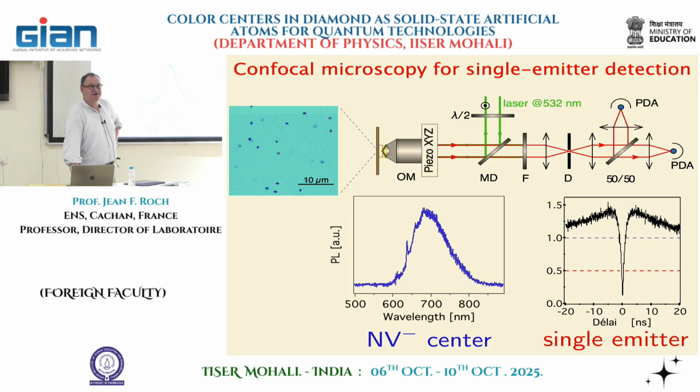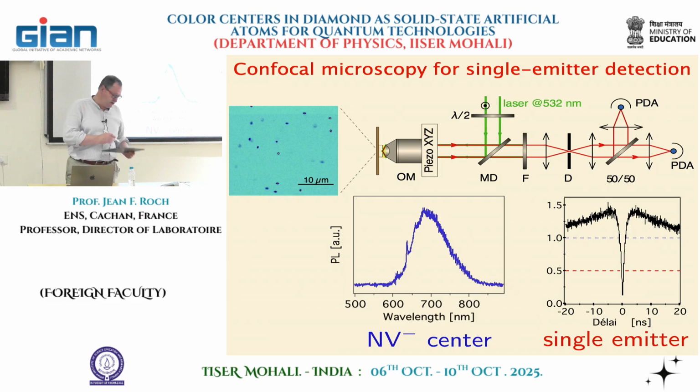Can we go to the level of single emitters? And actually, if you want to detect single emitters in the solid state, what you will use to remove the background is what is called the confocal microscope. A confocal microscope was invented for biology. But in our case, it's a very simple system.